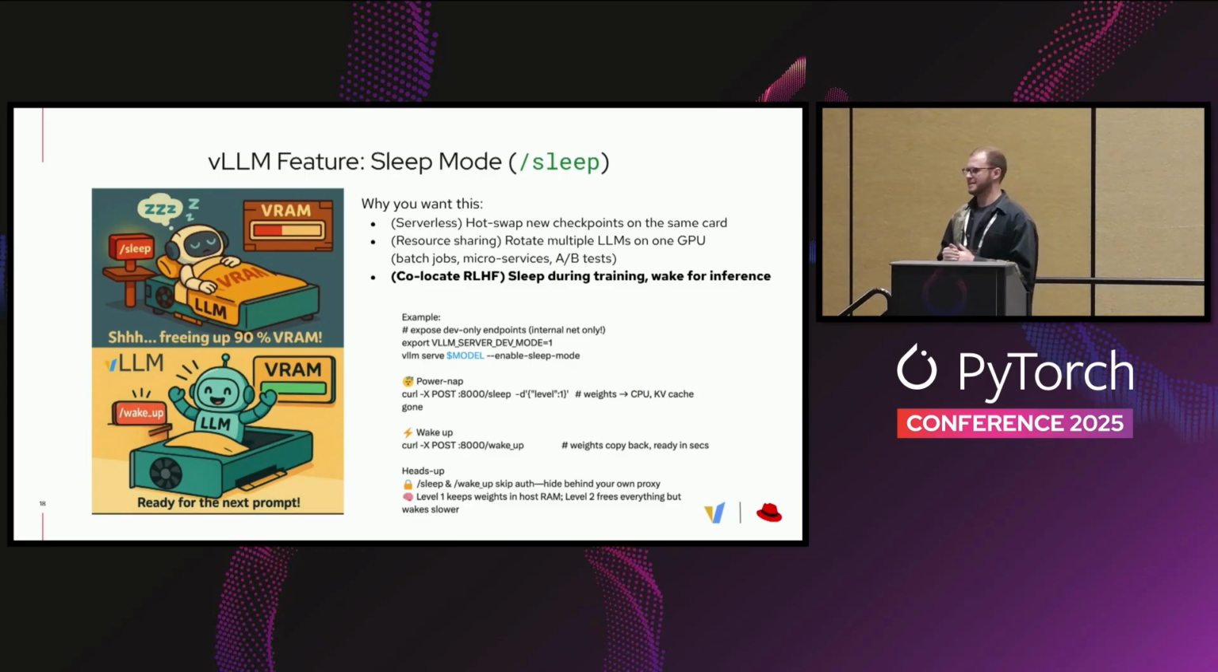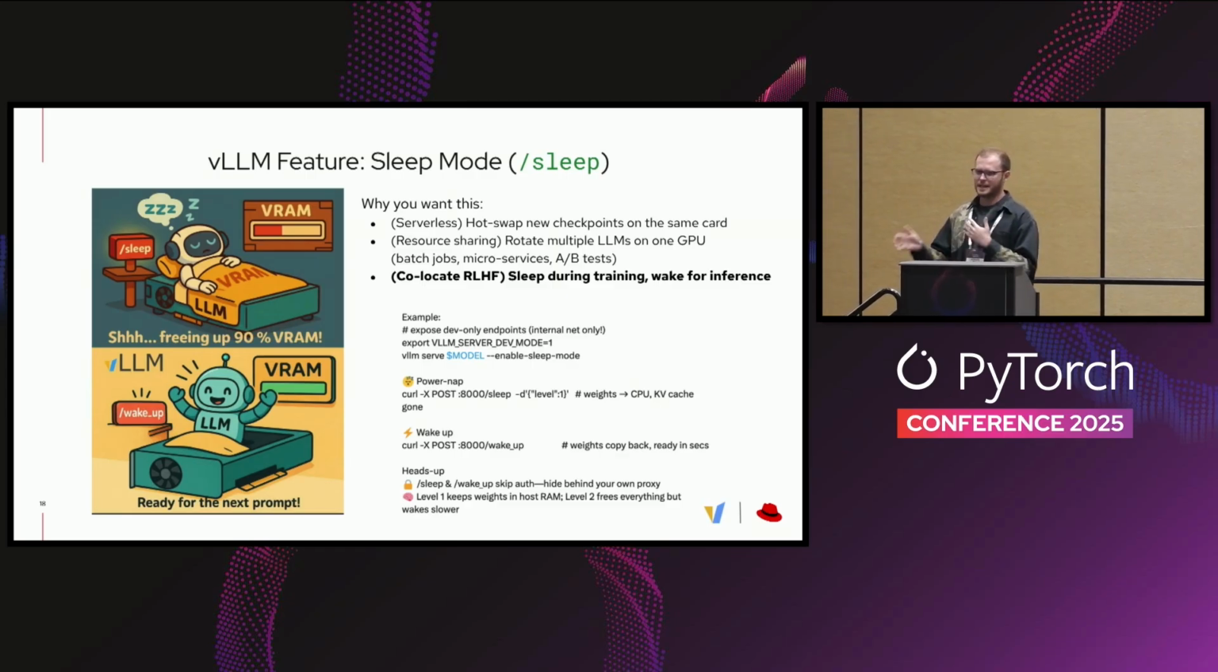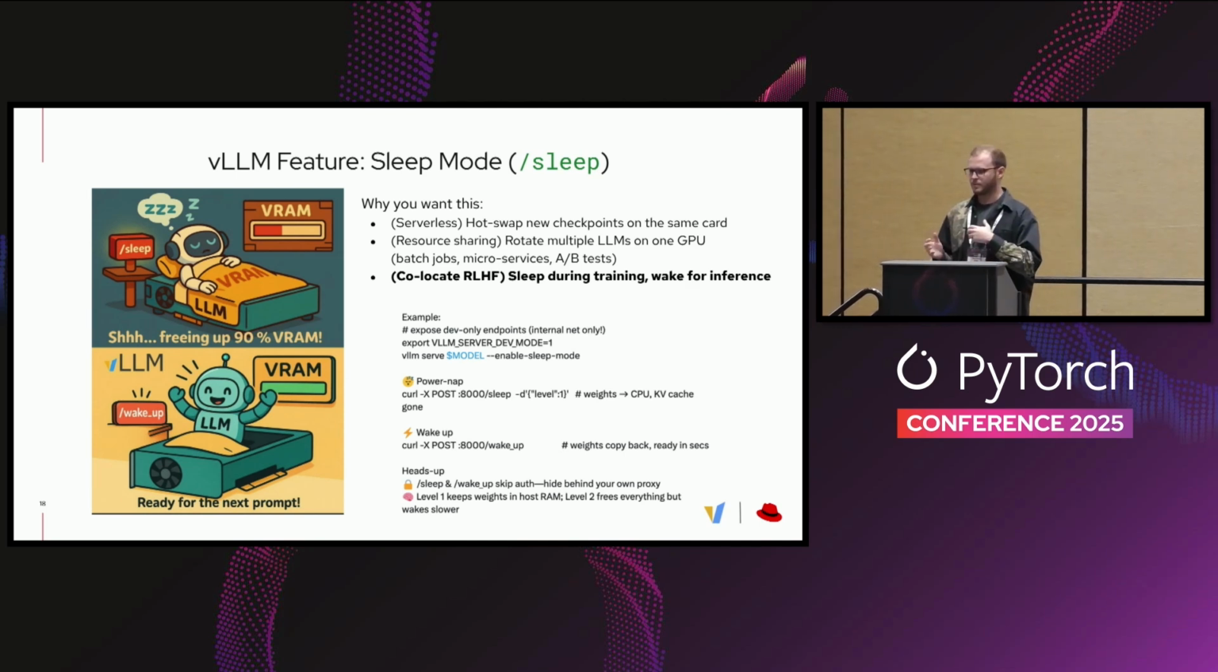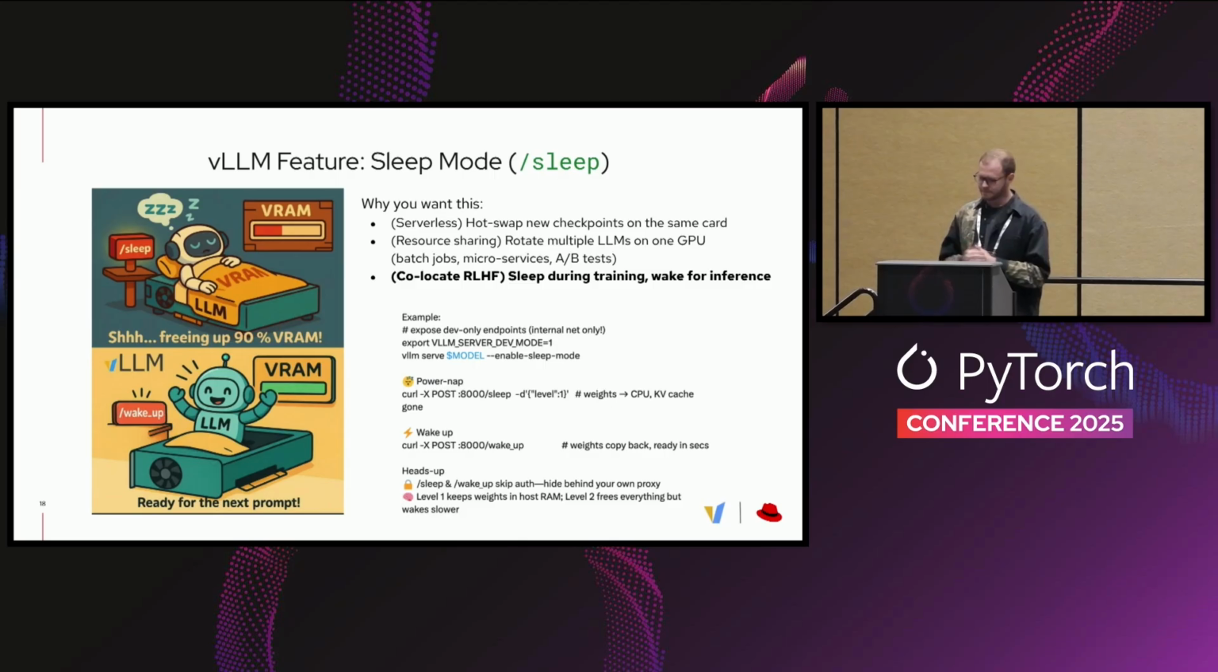Like it says on the tin, putting vLLM to sleep, basically deallocating all of the memory it has for the model weights, for activations, for the KV cache, storing those maybe on CPU memory or in some way that it can be easily woken up. And this is useful not just for RL, it's useful for serverless deployments. You want to host multiple models on the same inference server or the same GPU. You want to do A/B testing, try different things.